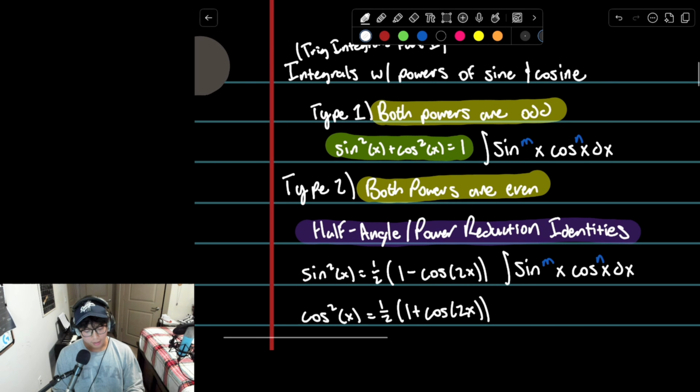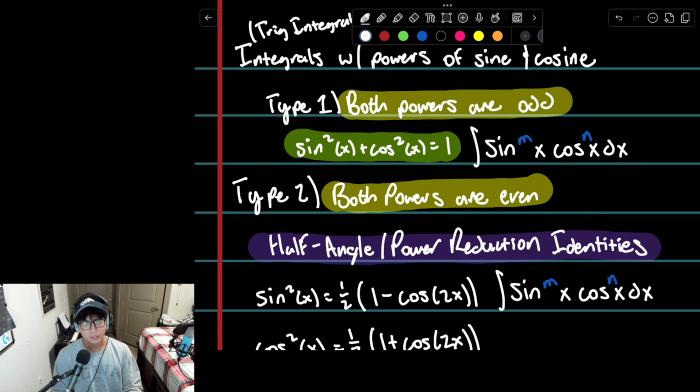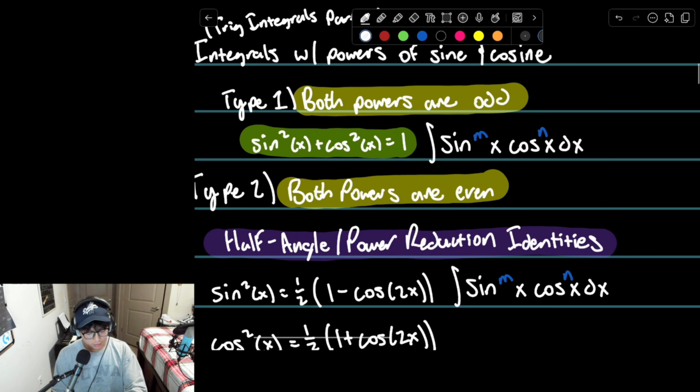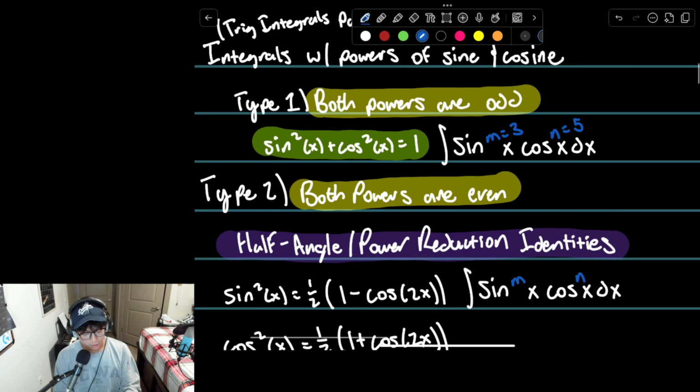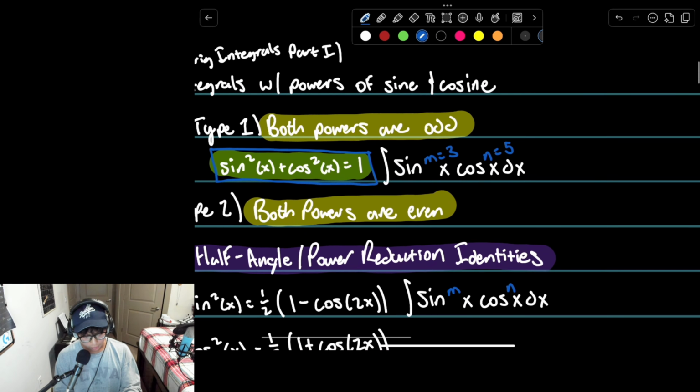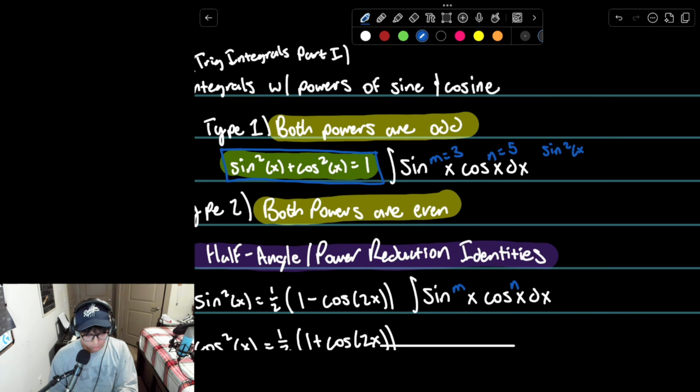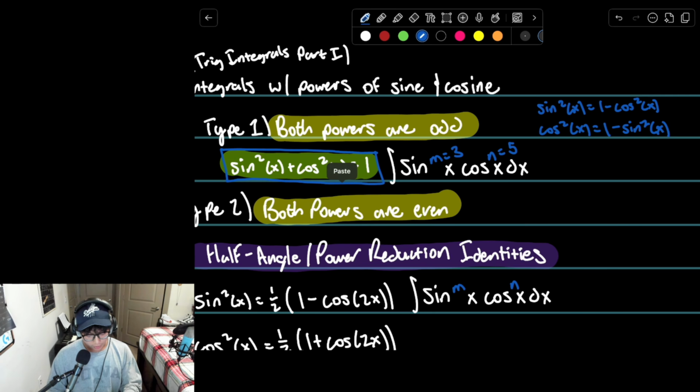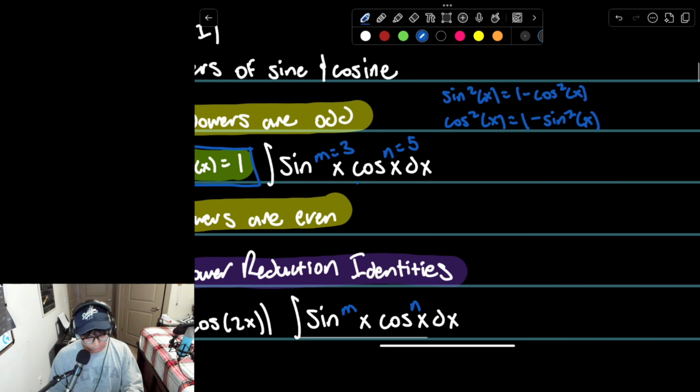But anyways, we're going to encounter two types of these sine and cosine integrations. Type 1 is if both of your powers are odd. In this case, if m were 3, that would be odd. If n were 5, that would also be odd. And so in this case, you would use this formula, which you can split into two different formulas: sine squared of x equals 1 minus cosine squared x, as well as cosine squared of x equals 1 minus sine squared of x.